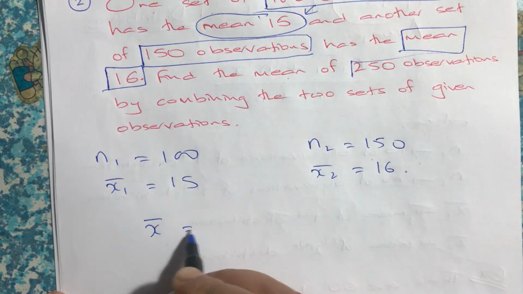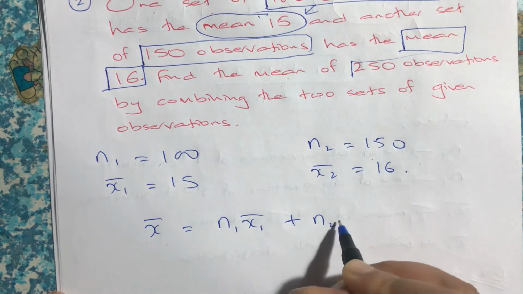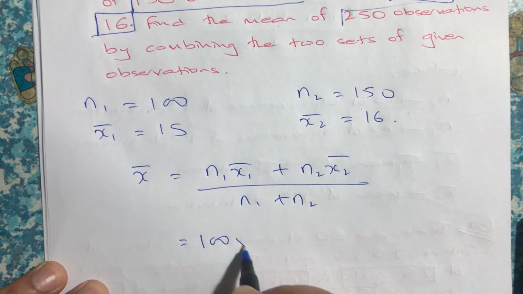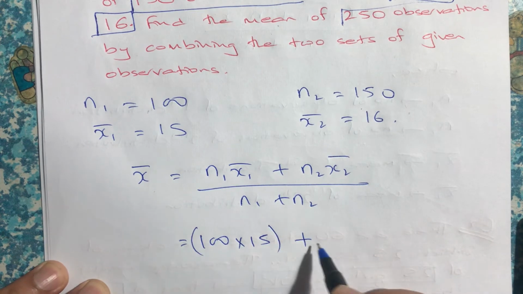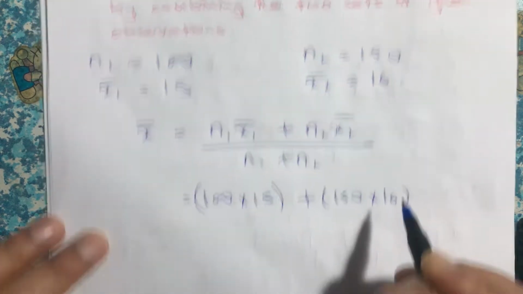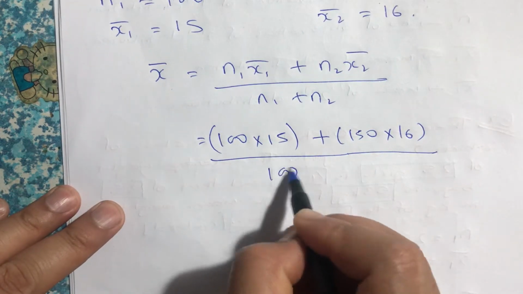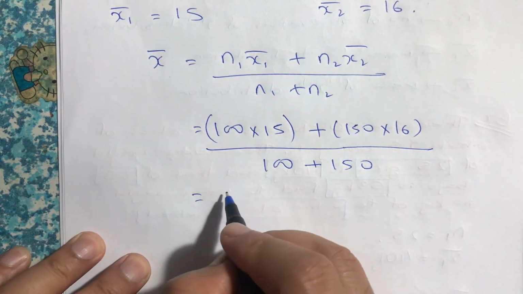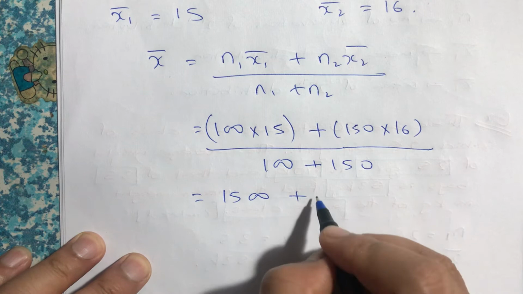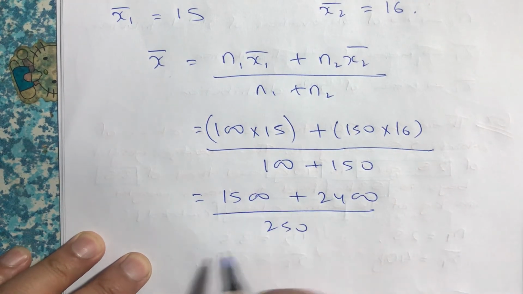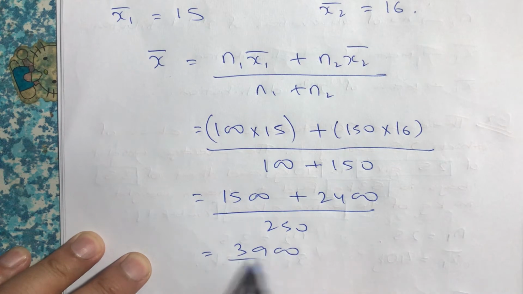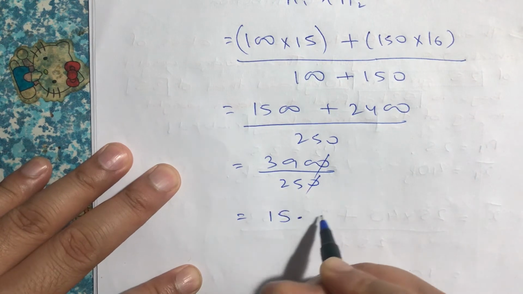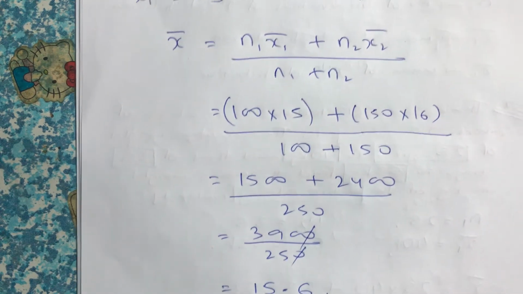So x bar is equal to n1 x1 bar plus n2 x2 bar divided by n1 plus n2. That is 100 into 15 plus, you can put it inside a bracket, 150 into 16, divided by n1 plus n2. If you want, you can write 250 straight away, or do it step by step. 100 into 15 is 1500, plus 2400, divided by 250. When I add this, you get 3900 divided by 250. When you divide this, you can use a calculator, you get 15.6. That's the answer of your combined mean.